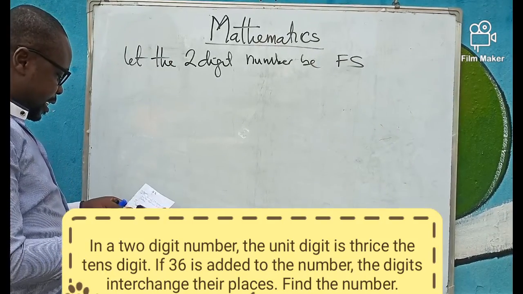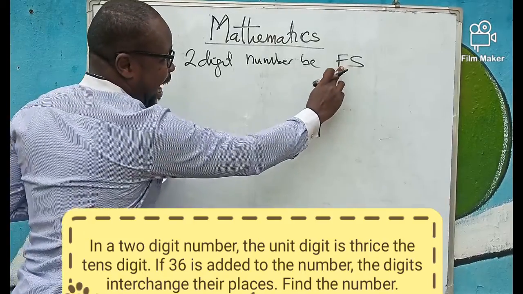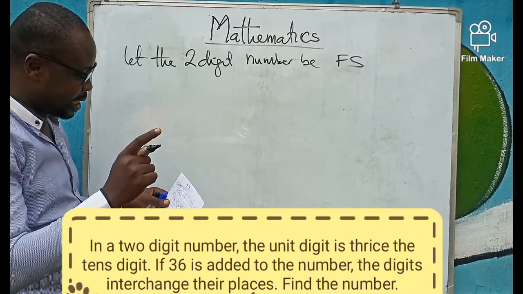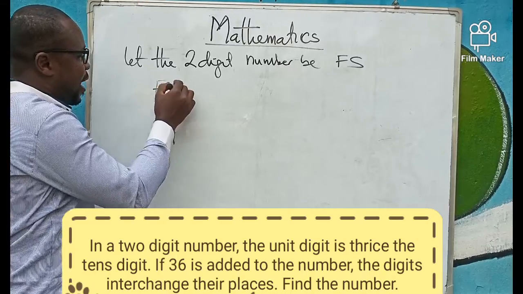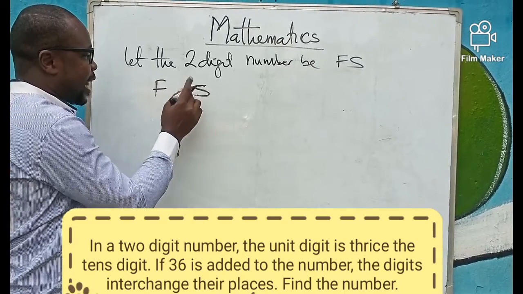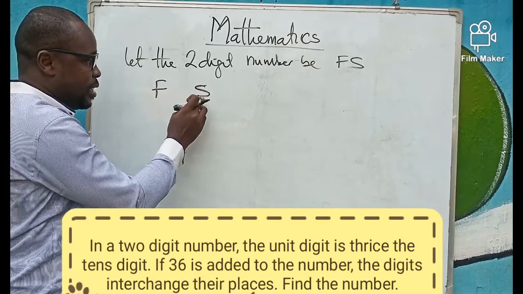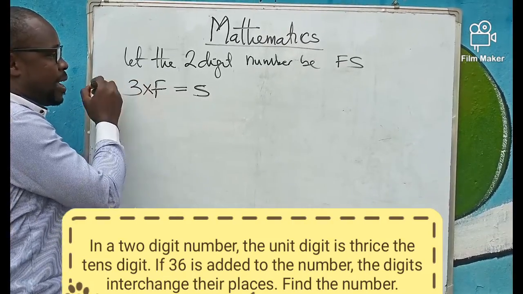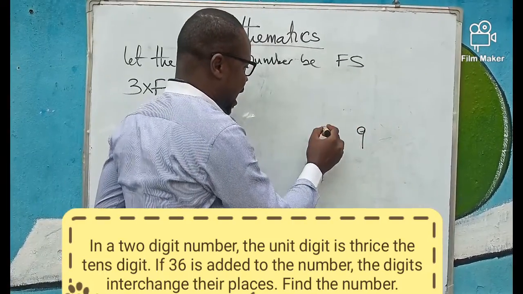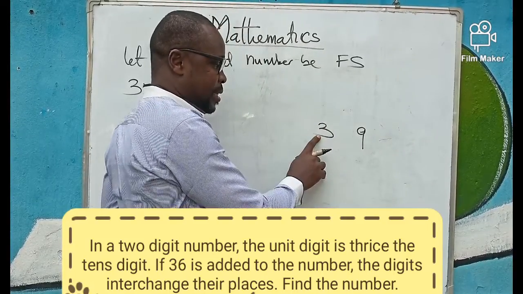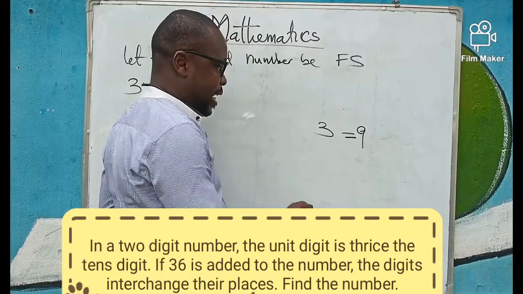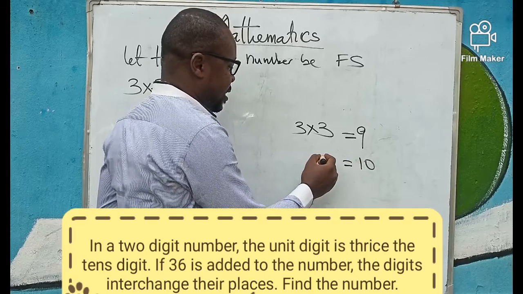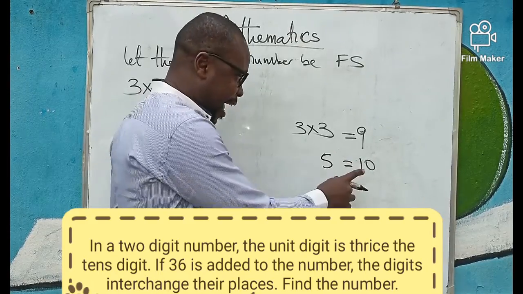Meaning that this one is thrice this one. That's what the question says. It says the unit digit is thrice the tens digit. So I can say F and S. This one is 3 times this one. Notice this logic now. This one is 3 times this one, and I want to put an equality sign. What do I do? I multiply this by 3. Notice this: 9 and 3. 9 is 3 times 3. But if I want to introduce an equality sign, I multiply the first one by 3. I can say 10 is twice 5. 10 is the one that is twice this.